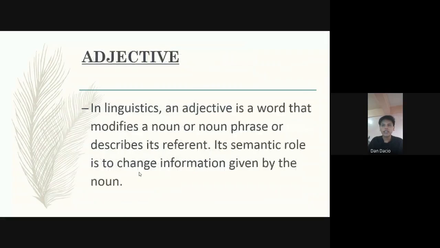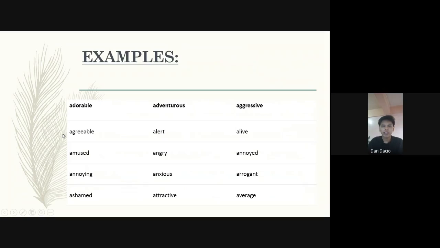Next is adjective. In linguistics, an adjective is a word that modifies a noun or a noun phrase or describes its referent. Its semantic role is to change information given by the noun. So, in short, adjective refers to describing word. It describes the noun or pronoun. So these are the examples of adjectives: adorable, agreeable, amused, annoying, ashamed, adventurous, alert, angry, anxious, attractive, aggressive, alive, annoyed, arrogant, and average.